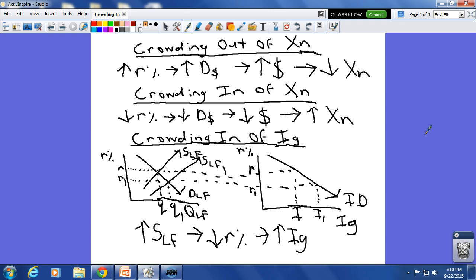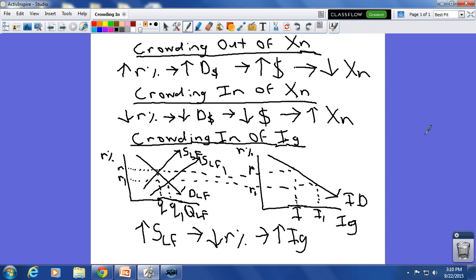So from R1, we're going to go all the way across onto our investment demand curve, and we're going to go all the way down. And we can see that we now have more investment. We are now at I1. So the amount of gross private investment has increased.